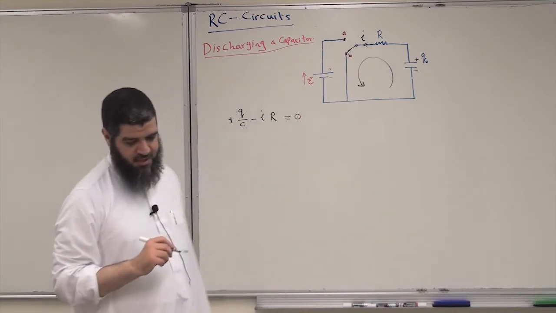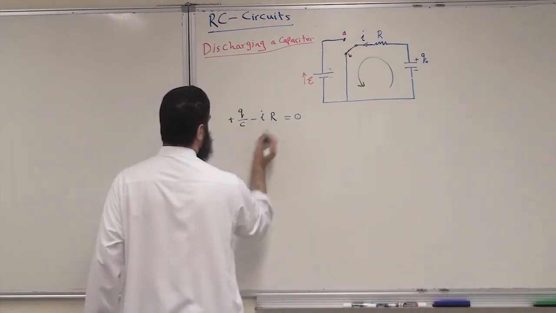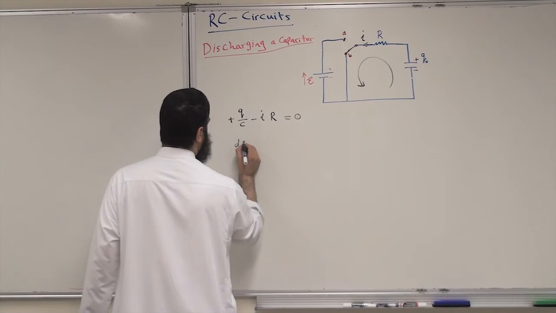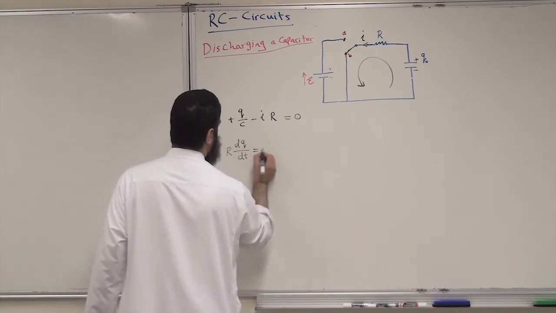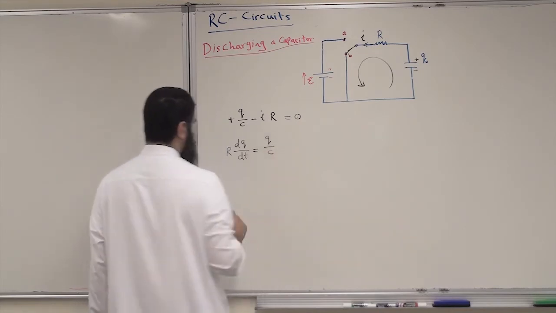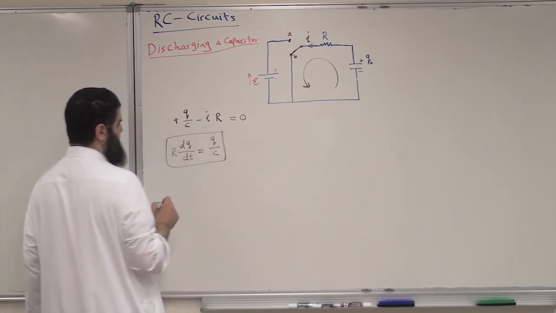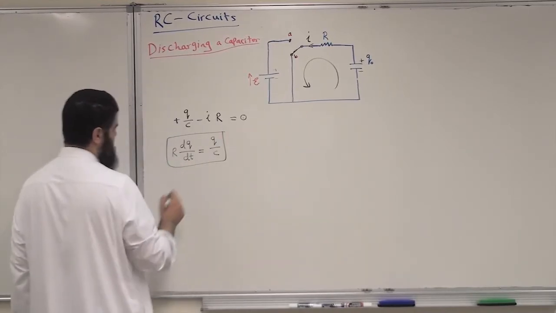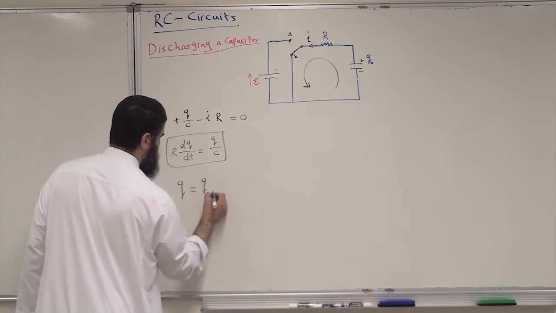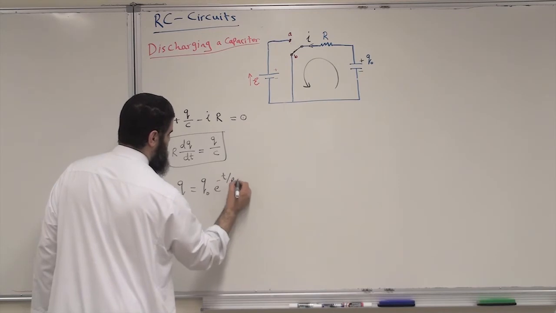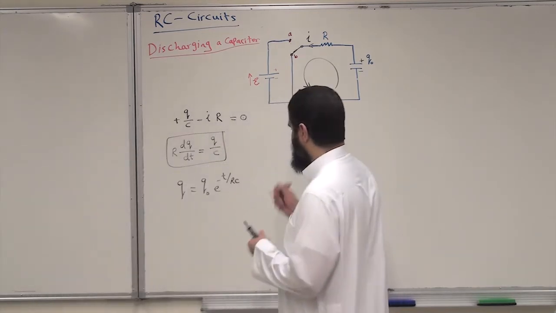So this is the loop rule. And we can replace the current with dq by dt. So we can write dq by dt multiplied by R equals Q over C. And this is another differential equation, and we can solve this differential equation as follows. Q will be found to be Q0 e to the minus t over RC. Let us check when the time is 0.